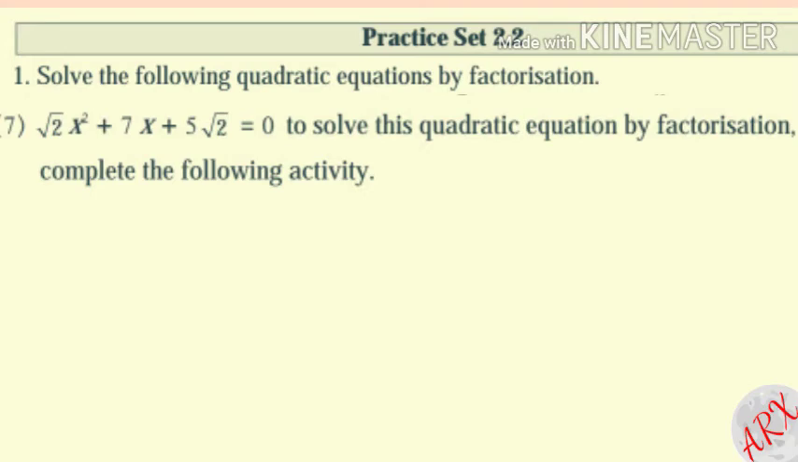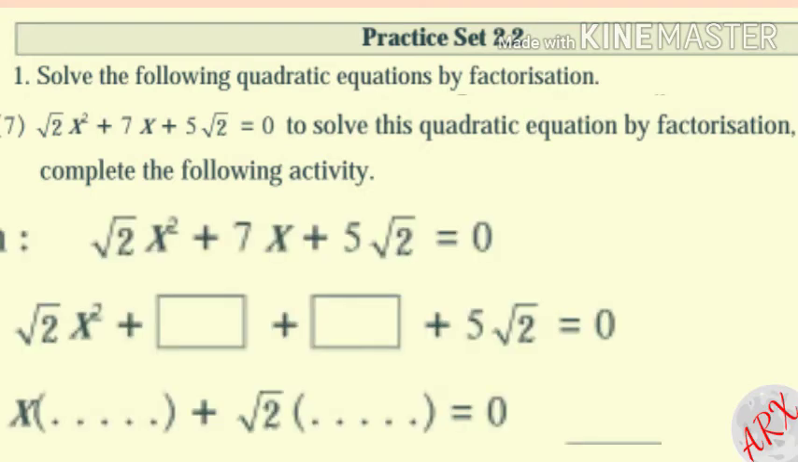Question number 7. Complete the following activity to solve the quadratic equation root 2x square plus 7x plus 5 root 2 equal to 0 by factorization method. Now root 2x square plus 7x plus 5 root 2 equal to 0. So we will multiply the first and last term, that is root 2 into 5 root 2. So the answer will be 5 into 2 equal to 10.